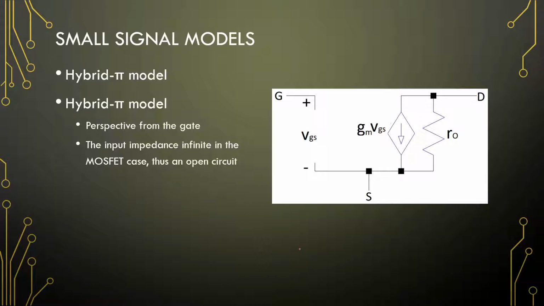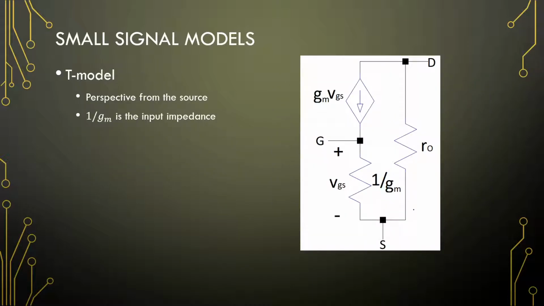Right, so here is our hybrid pi model. We just leave out this resistor, but VGS is sitting across this open circuit. And as VGS changes, it gets multiplied by our transconductance, and that is our hybrid pi model. Very, very simple.